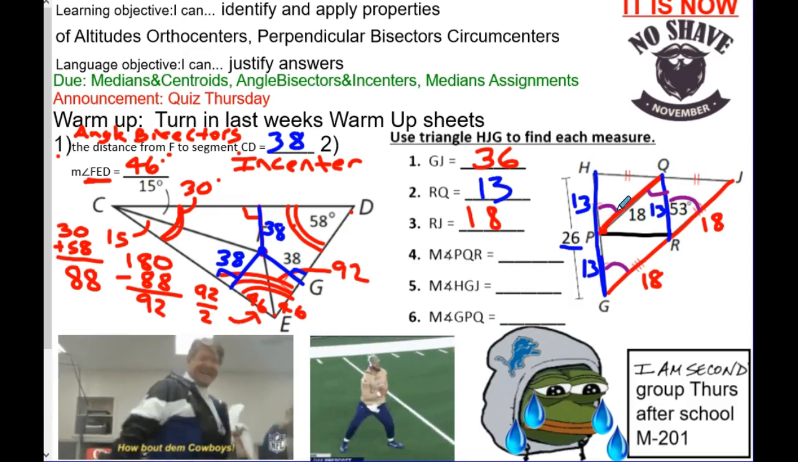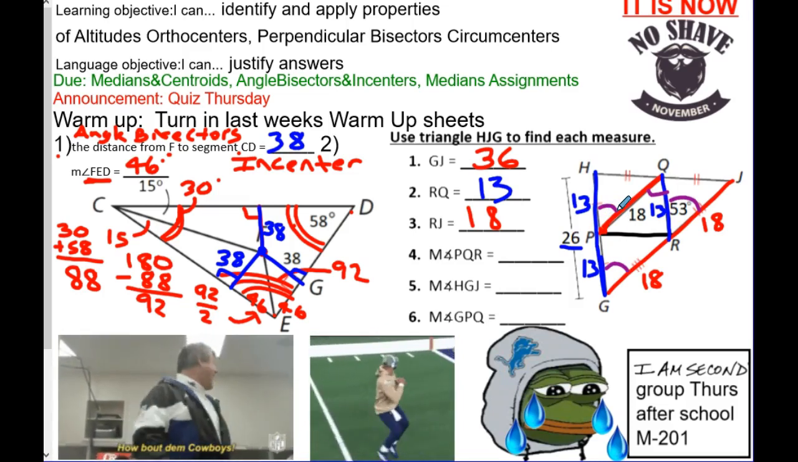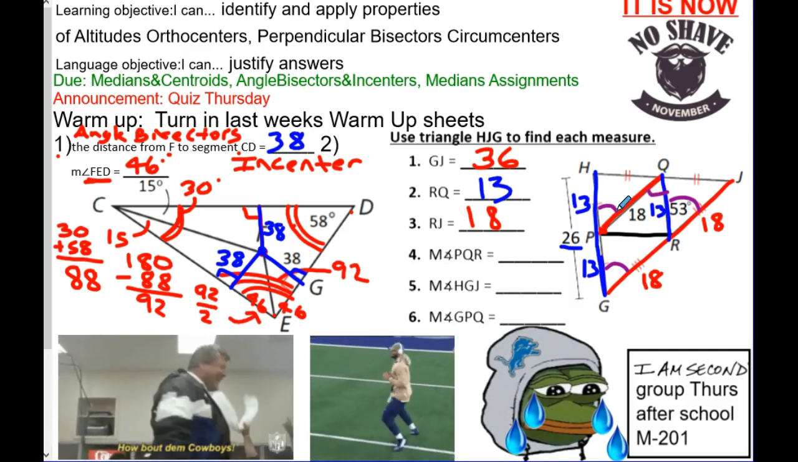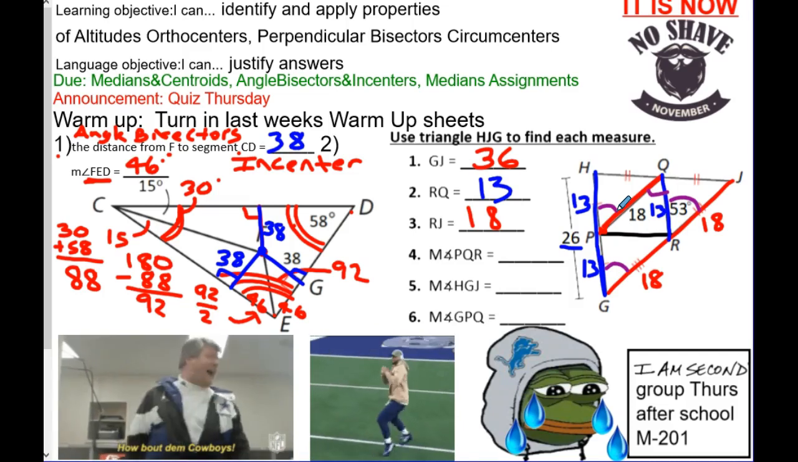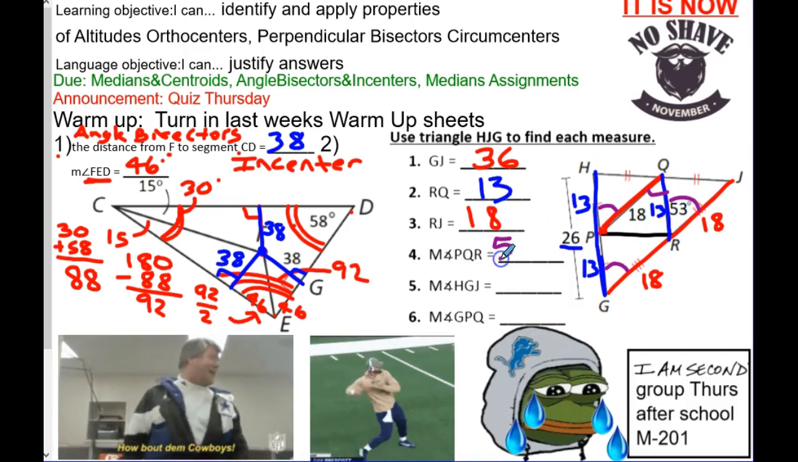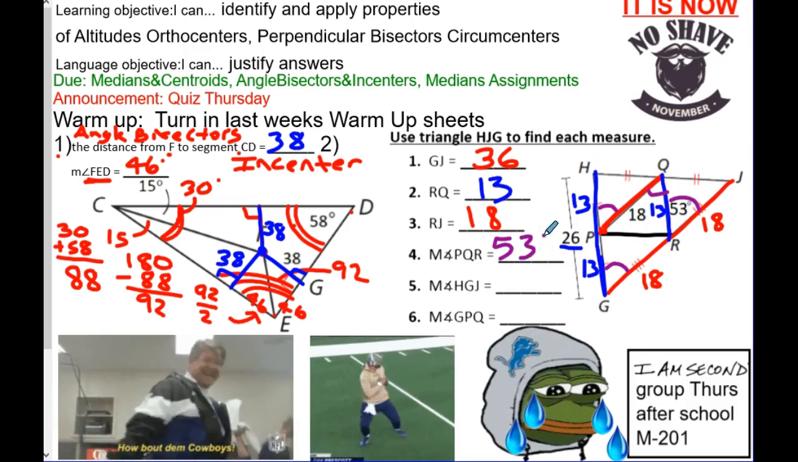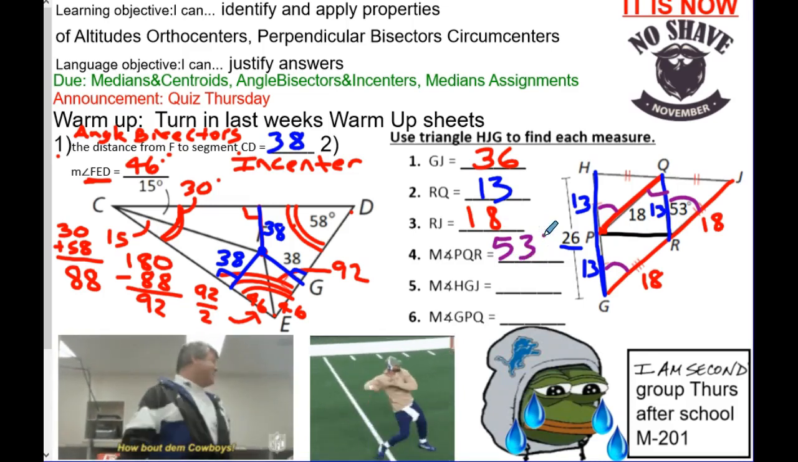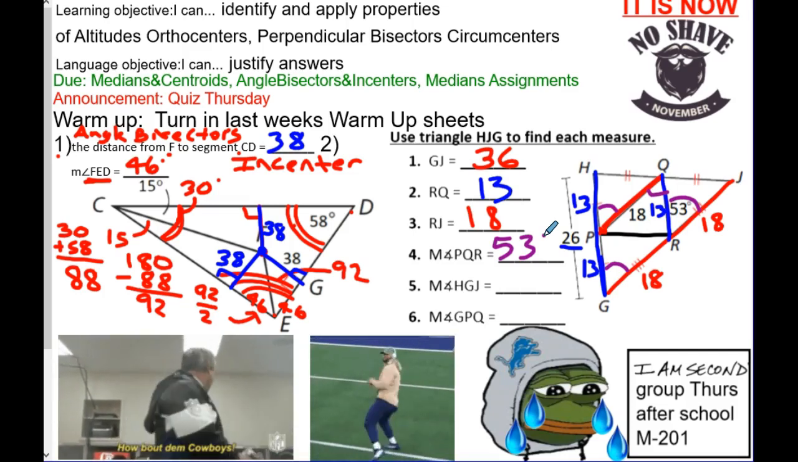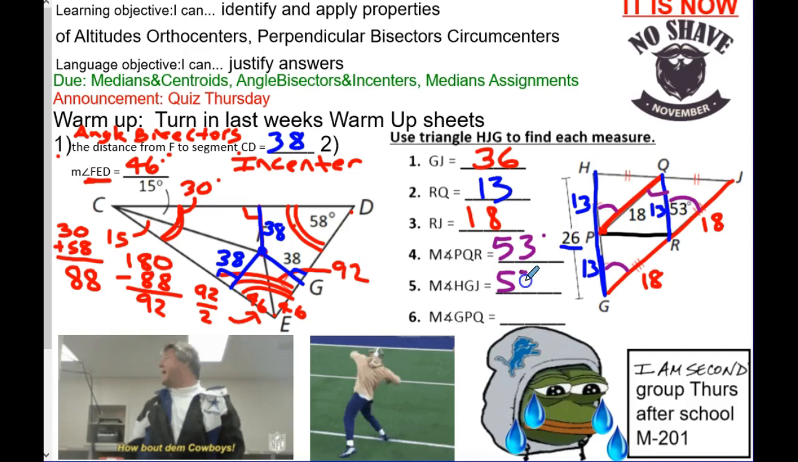Okay? So, first question, PQR. PQR is what? Well, no, these are congruent. So this is also going to be 53 degrees. Sorry if I'm in the way. HGJ, down here, HGJ, corresponding, it is 53, again, because they're congruent.